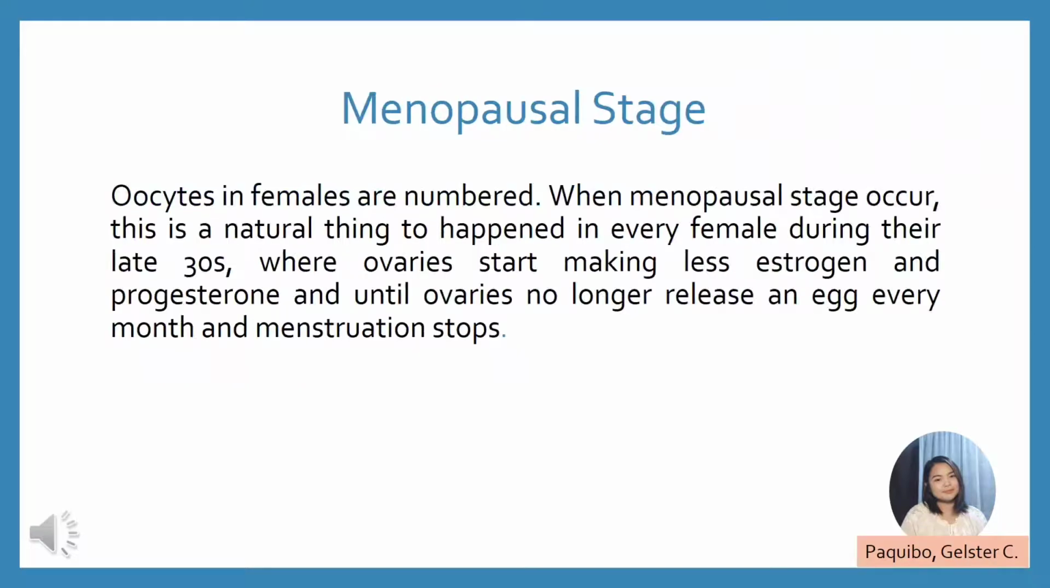The last factor is the menopausal stage. During the menopausal stage, there are great changes in hormones in females. Naturally, the ovaries make the hormones estrogen and progesterone, which control menstruation and ovulation. But oocytes in females are numbered. When the menopausal stage occurs, which is a natural thing to happen in every female, the ovaries start making less estrogen and progesterone, until the ovaries no longer release an egg every month and menstruation stops.